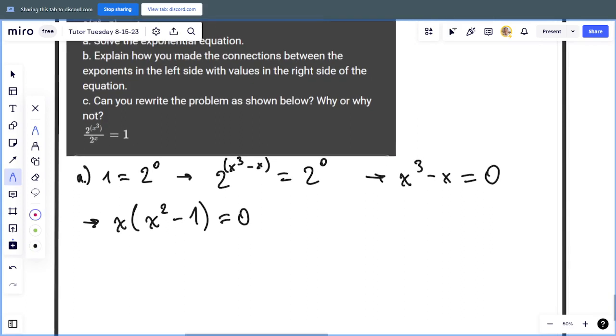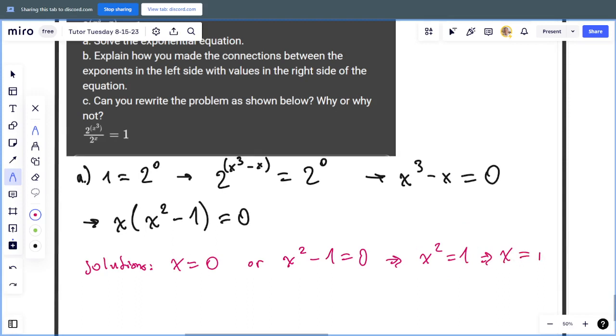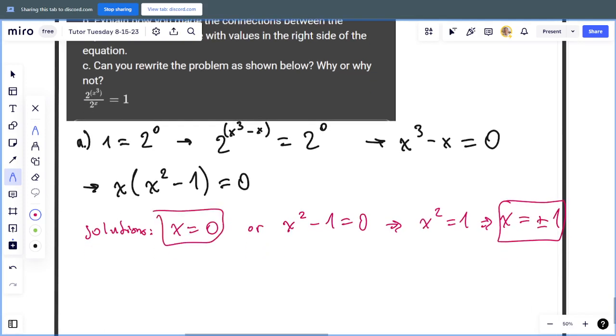So the possible solutions for this, it could be x equals 0 or x squared minus 1 equals 0, which implies x squared is equal to 1, or that if we take the square root of both sides, x can be equal to plus or minus 1. So x can be equal to -1, 0, or 1.